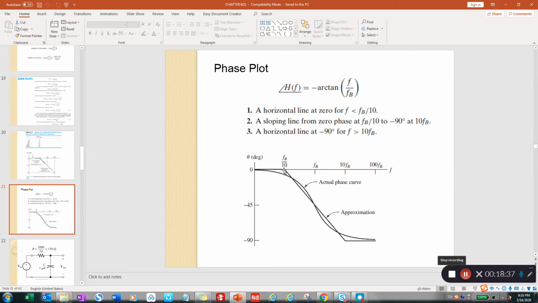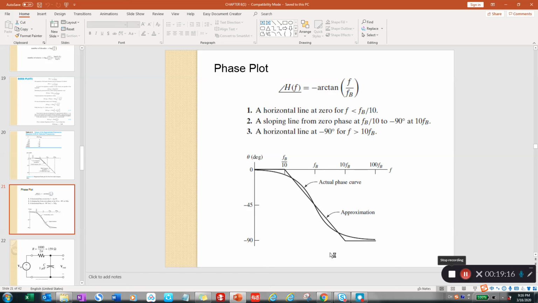So we know that at f equal to fb divided by 10, the phase angle will be equal to 0. Then if we continue to reduce the frequency, you can see the phase of the transfer function will be equal to 0. So for this part, we can use a straight line to represent it: if the frequency is less than one tenth of the break frequency, they all equal 0.